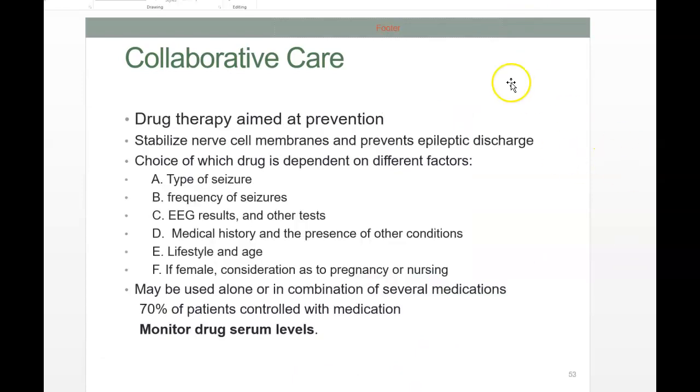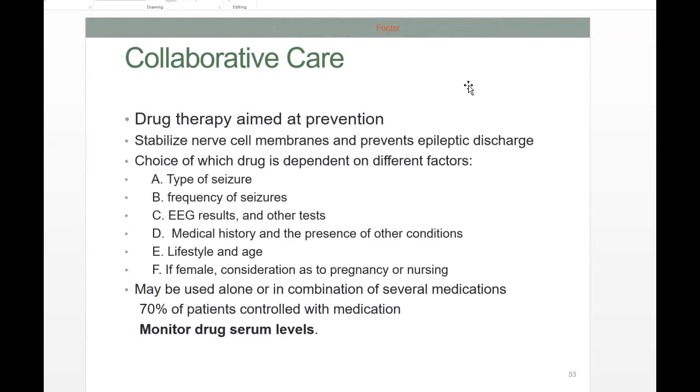We are aimed at preventing. We can't cure most seizures through medication, but drug therapy is aimed at prevention. What we want to do is stabilize the nerve cell membranes and prevent epileptic discharge. The choice of which drug is dependent on different factors.